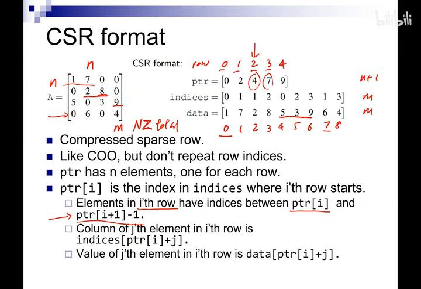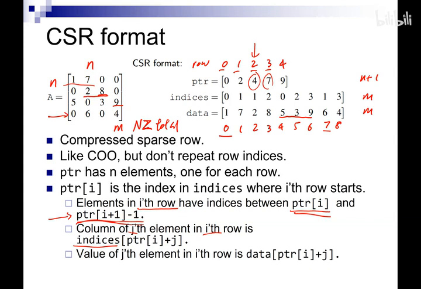And now for the elements in the ith row that are between this index and that index, the way you tell which column each of those elements is in is that you go to indices. And if you're looking for the jth element in the ith row, then you go look in indices at location pointer I plus j.